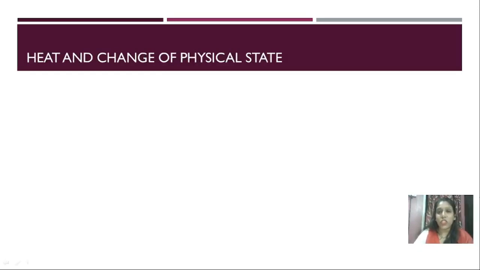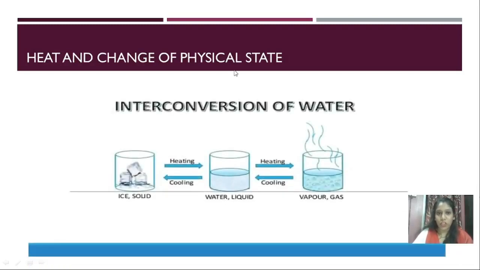Heat and change of physical state. Children, observe the below image. You can see that ice, when it is heated, turns into liquid state. When it is heated more, it turns into water vapors. In the same way, you can see the down arrow going towards your left hand side, correct? When the vapors cool down, they turn into liquid state. And when this liquid cools down more, it turns again into ice. So we can see that the change in the state of substances depends upon the heat gained and heat lost.